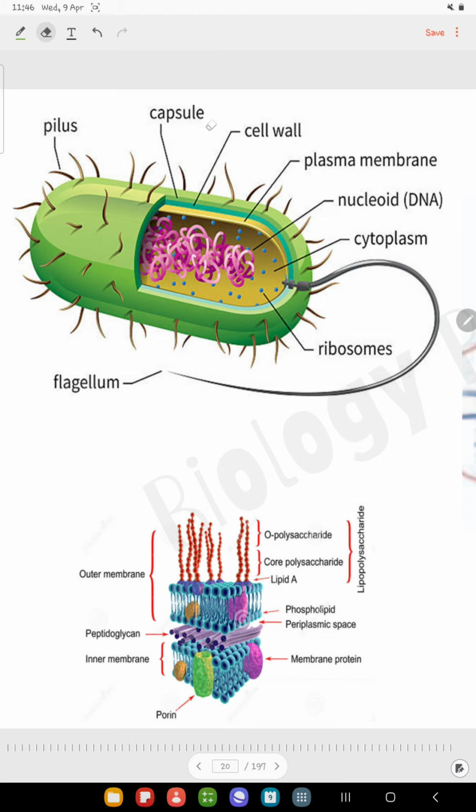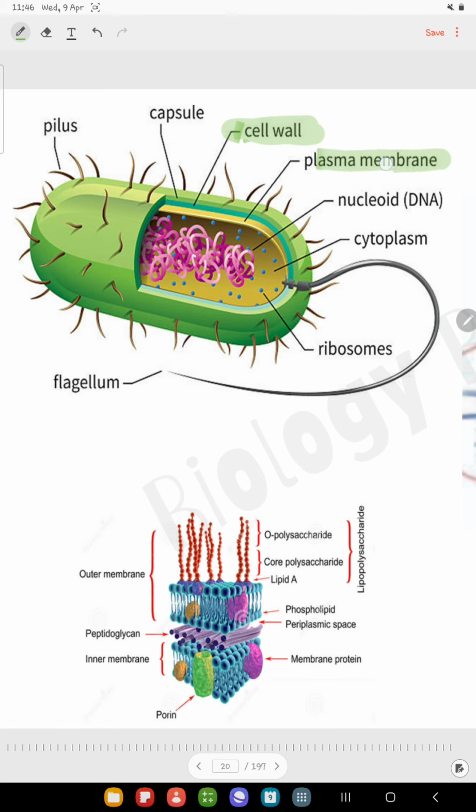The main structures in bacteria, as we said, the first one is the cell wall. The cell wall here is made up of a layer of peptidoglycan. The peptidoglycan is made up of protein and carbohydrate. And this structure is found in this type of bacteria, which is named eubacteria, but it's absent in archaebacteria.